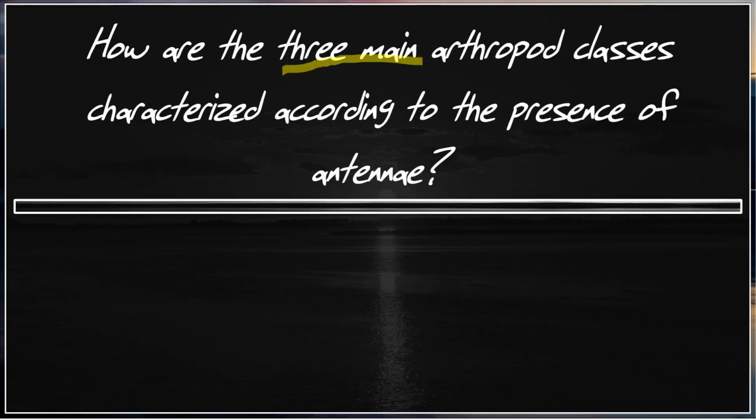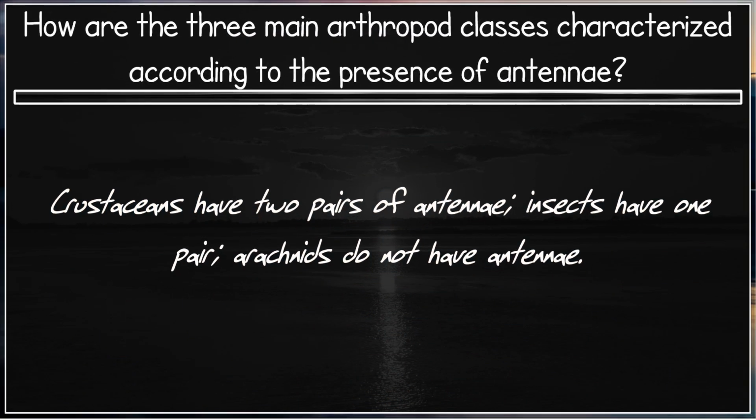How are the three main arthropod classes characterized according to the presence of antennae? Crustaceans have two pairs of antennae. Insects have one pair. Arachnids do not have antennae.